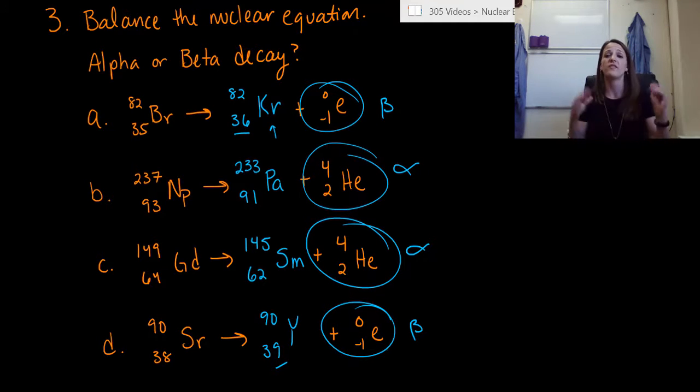Hopefully that helps, and now you have a better grasp on both balancing nuclear equations and identifying alpha and beta decay. The biggest thing you can do is just find that alpha particle or find that beta particle, and then the hardest part's over and you just assign alpha or beta. Very simple. I hope you understand.